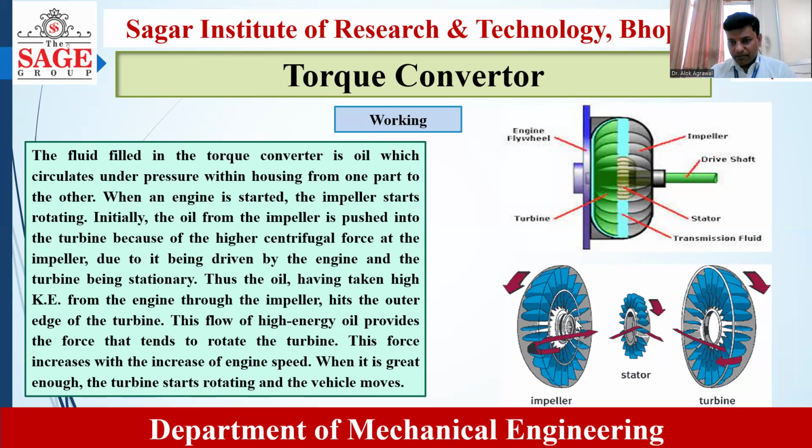This is our impeller. When it starts rotating by taking power from the engine, the fluid comes out in the circumferential direction towards the turbine and hits the turbine's outer blades at an angle, in such a way that the turbine also starts rotating in the same direction as the impeller.